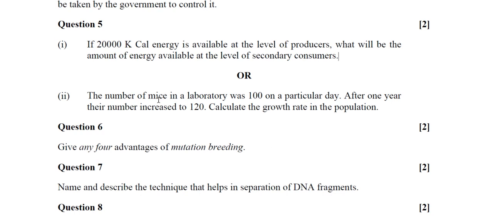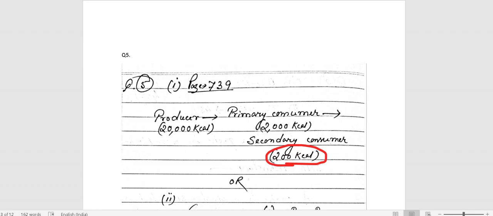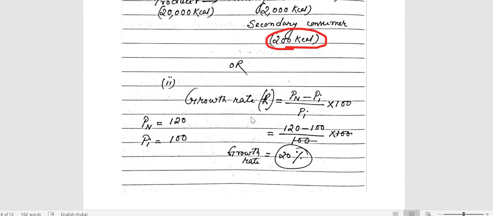The number of mice in a laboratory was 100 on a particular day. After 1 year, their number increased to 120. Now calculate the growth rate in a population. So for that we need to see one equation. They asked for the growth rate, and there is one equation you need to remember.